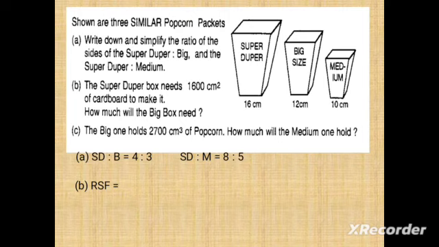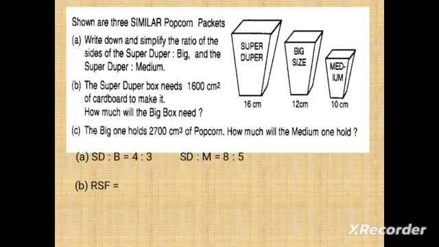Part B, we have been given that 1,600 square centimeters is taken by the super duper box. Now we are supposed to calculate the area that will be covered by the big box.